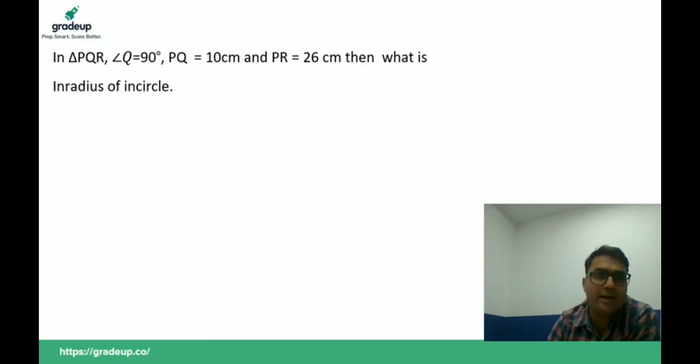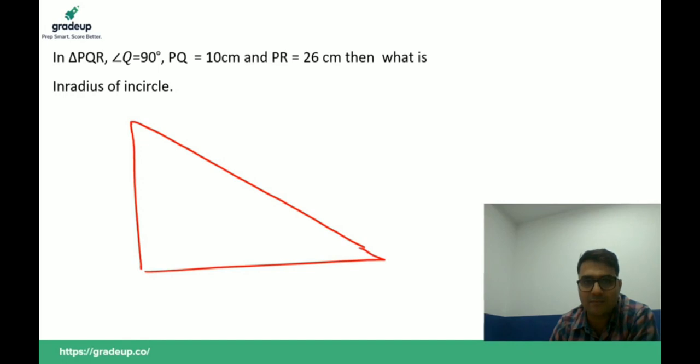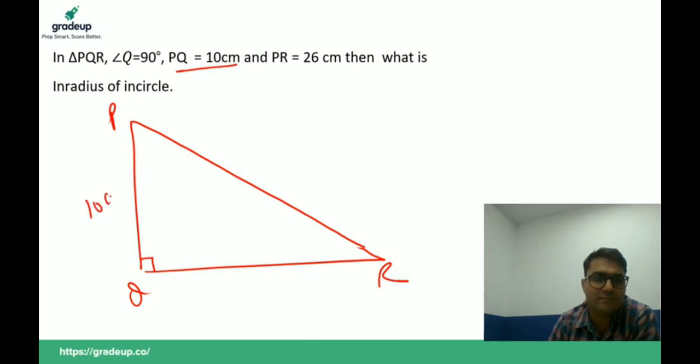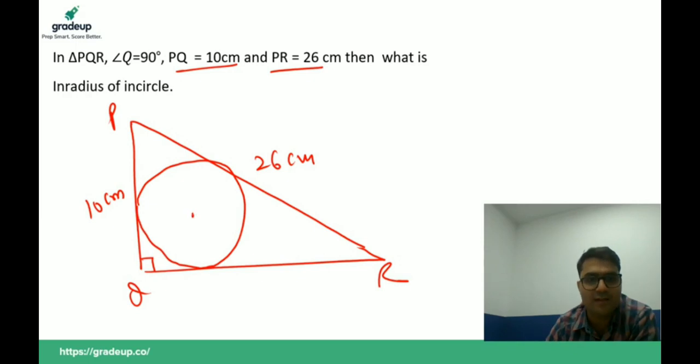Yes. In triangle PQR, Q is 90 degree. PQ is 10 centimeter. PR is 26 centimeter. Then what is the inradius of the circle? Yes, inradius of the circle we have to find.